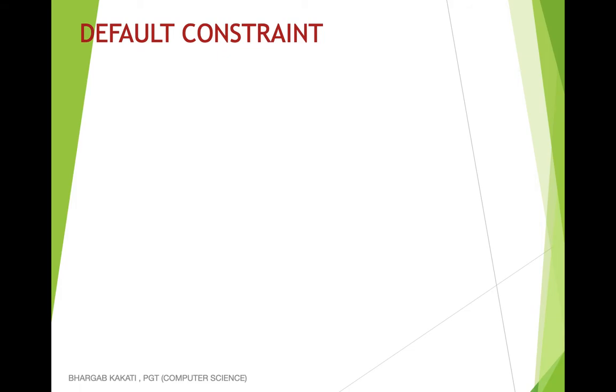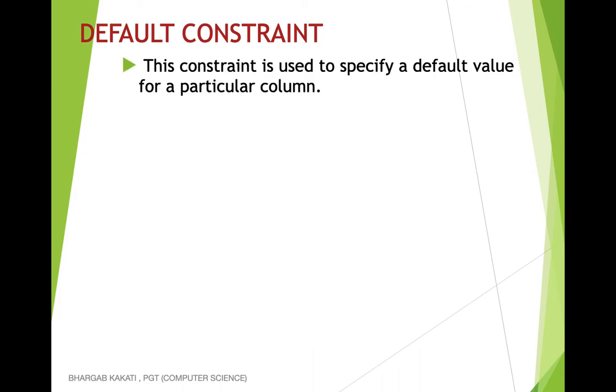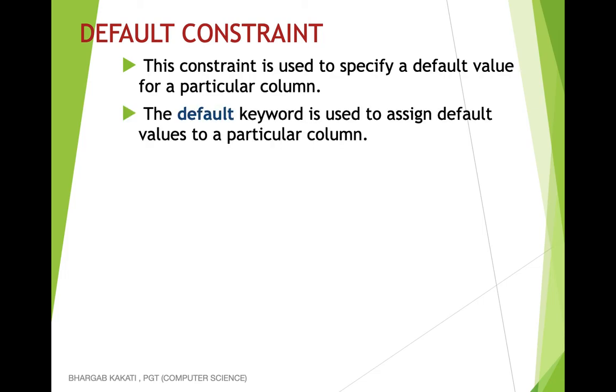But if you want, you can change the ringtone, you can change the wallpaper, and you can change many other settings. So the default constraint is such a constraint where a particular column can be given a default value. This constraint is used to specify a default value for a particular column. If you want to specify a default value for a particular column, then you need to specify the default constraint.